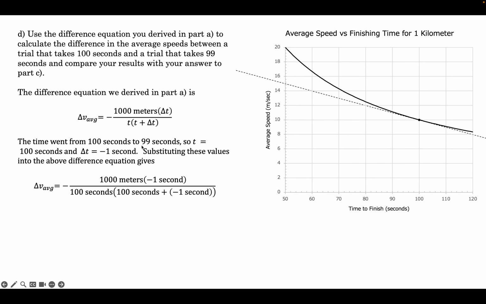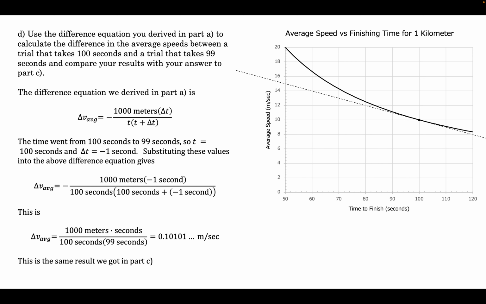Substituting in these values, we get this. There's a negative here, there's a negative here. It's going to make it positive. Doing the math, we get 0.1010101, etc., meters per second. This is exactly the result we got when we used the normal equation twice and subtracted the results. So now we're ready for part E.